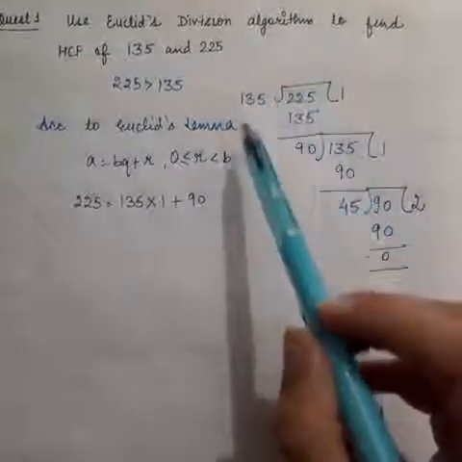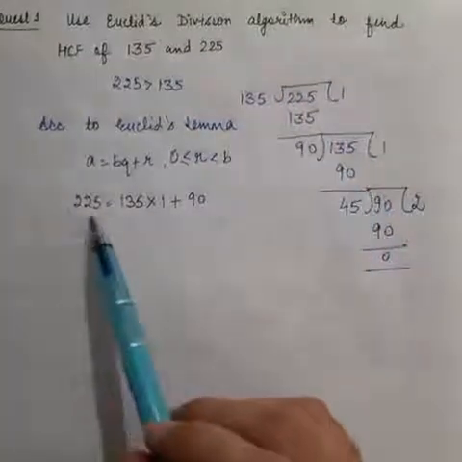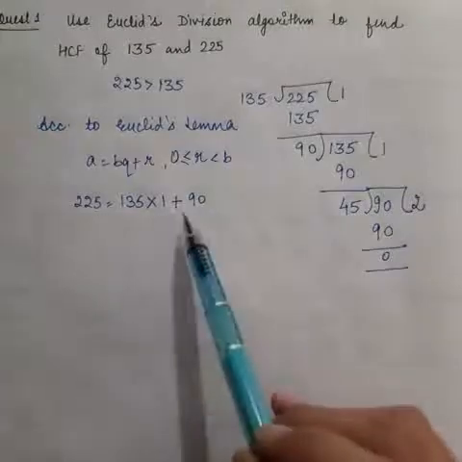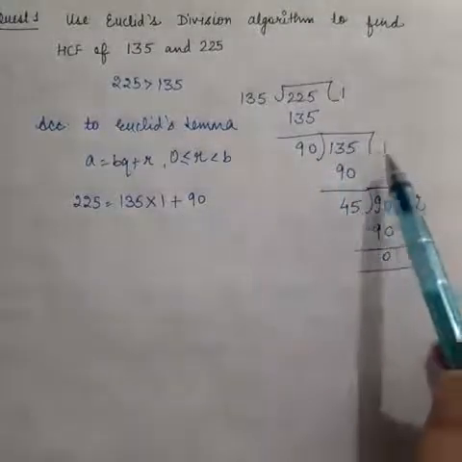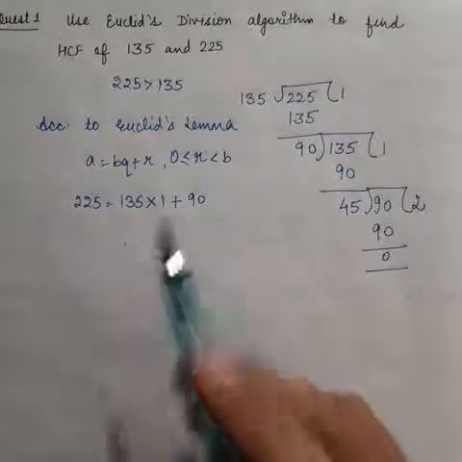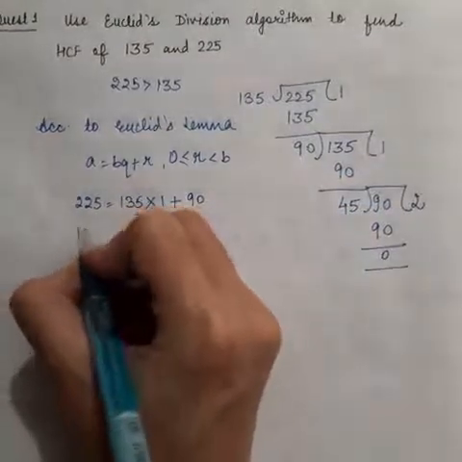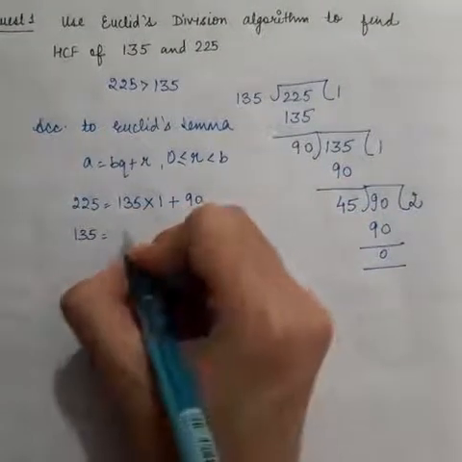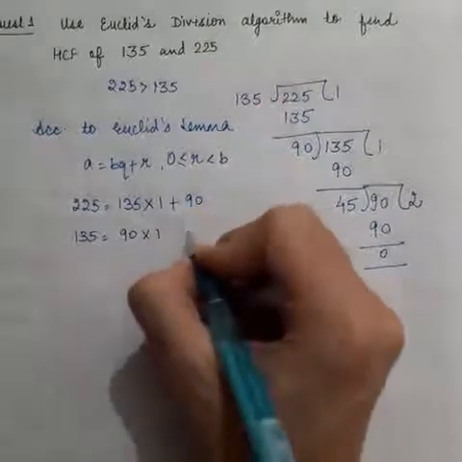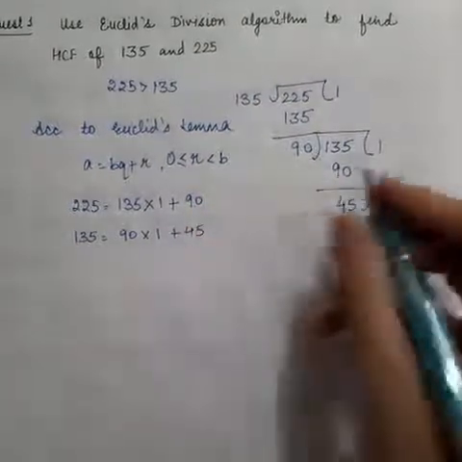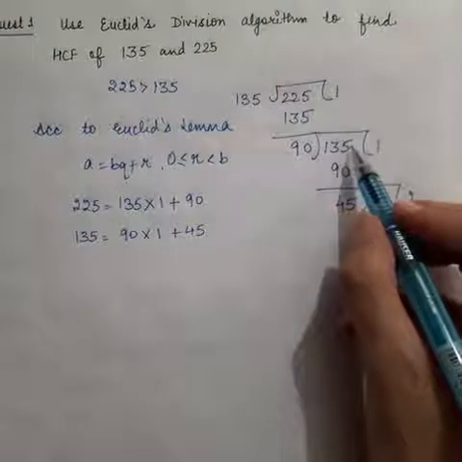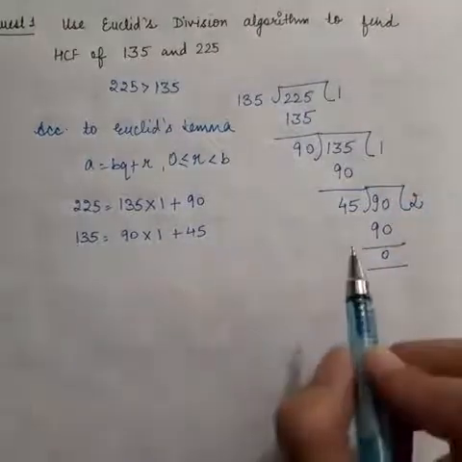From this first step of the division, we have written this first part of Euclid's lemma. Now seeing the second step of the division, we'll write the next step. That is, 135 is the dividend, 90 is the divisor, 1 is the quotient and 45 is the remainder. According to the second step of division, we've written this second part of the lemma.